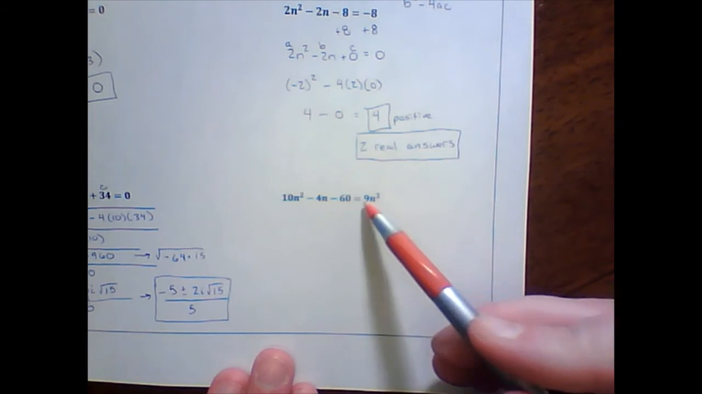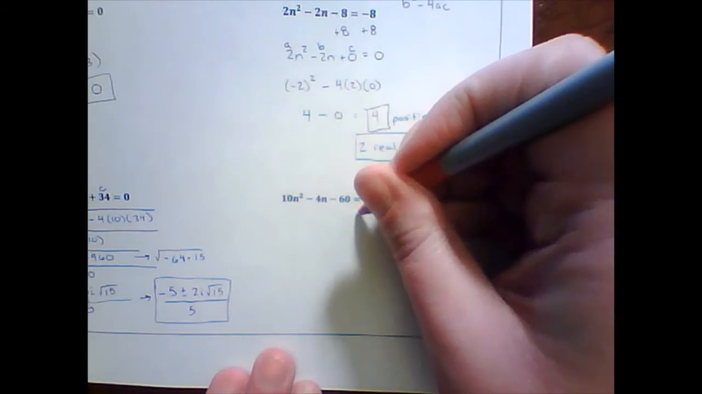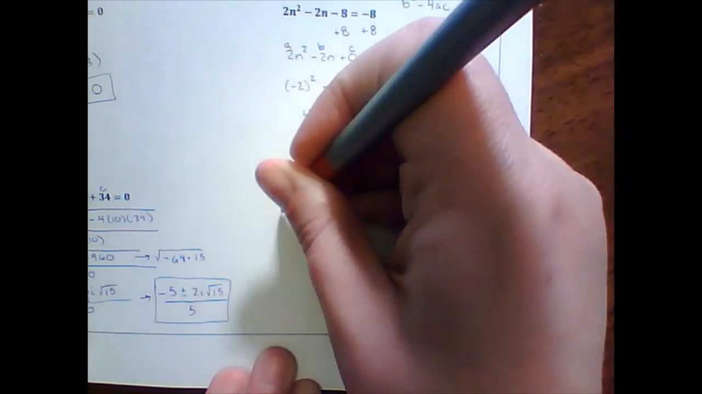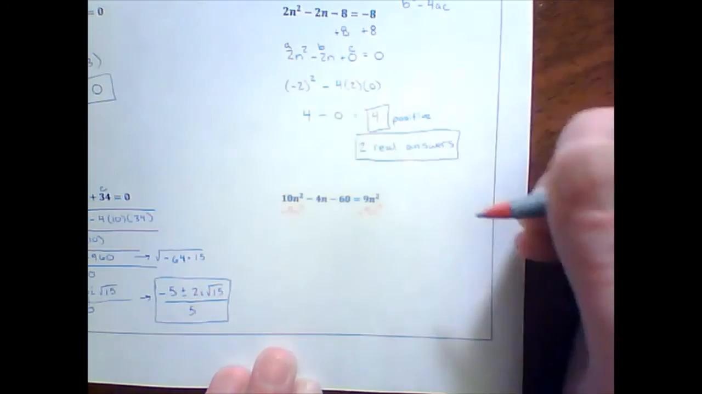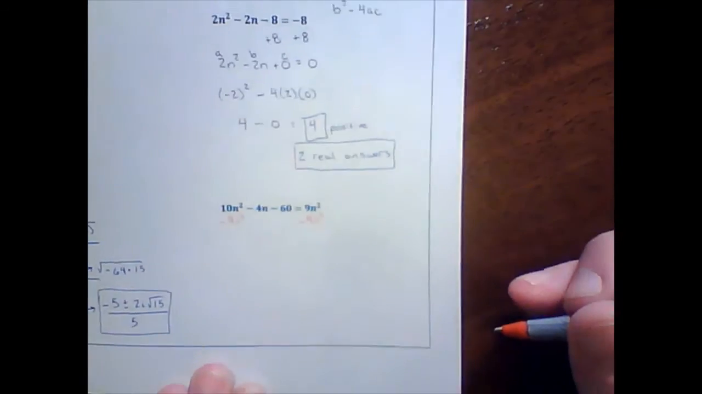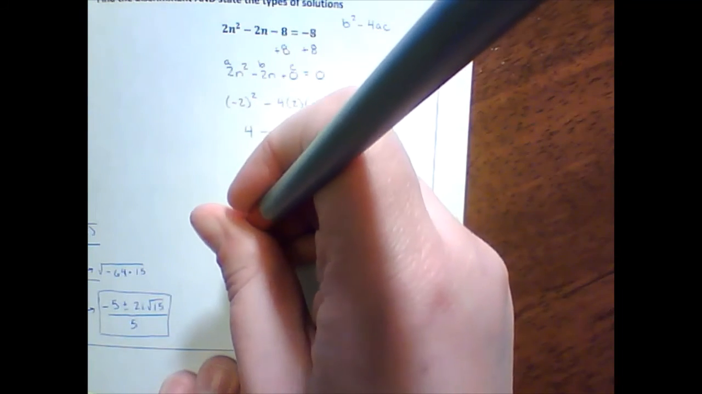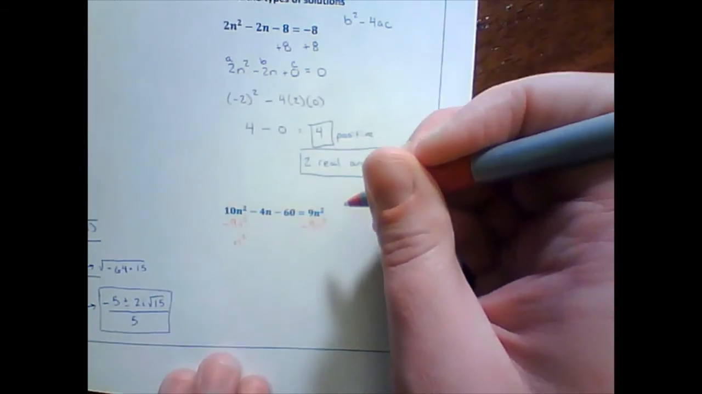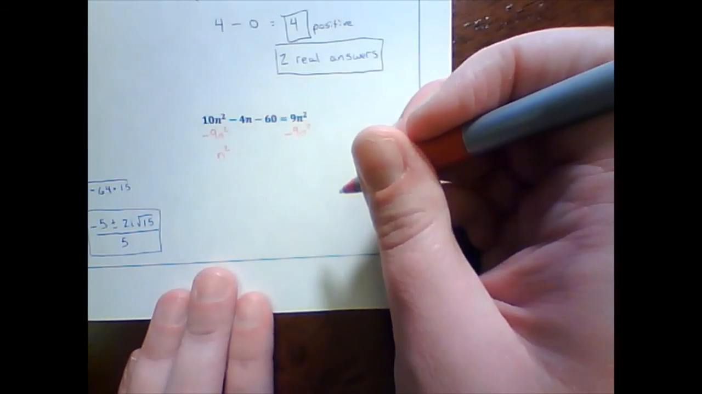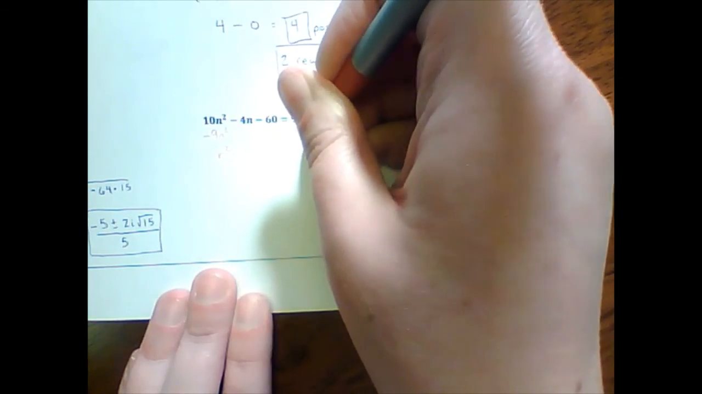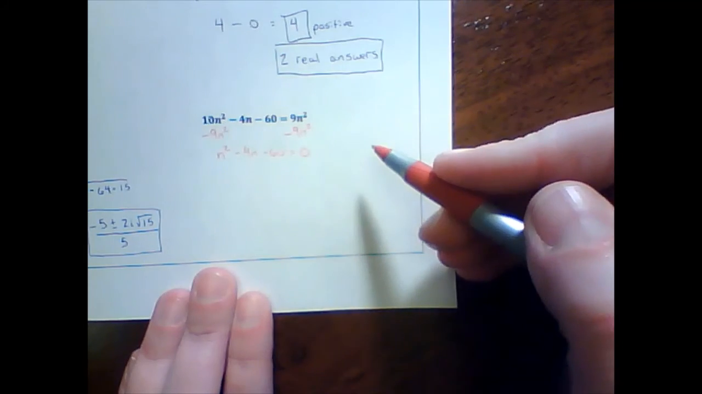All right, this problem, last one, has an issue, doesn't have a 0. So we have to clear off one of the sides. I'm going to clear the right side. I'm going to move the paper up a little bit because the red looks awfully faint. So we get n squared minus 4n minus 60 equals 0. There it is. We have our 0. Life is good. So I'm going to again label A, B, and C. There's a hidden 1 in front of n squared. That turns into our A.